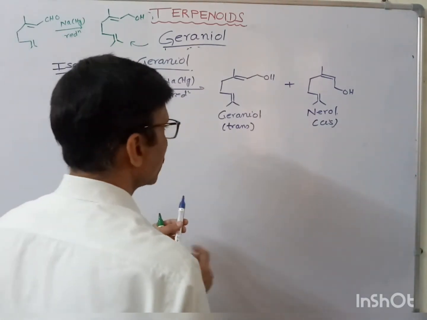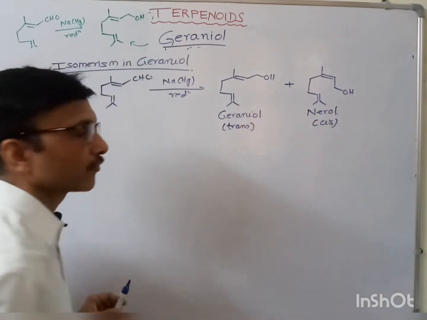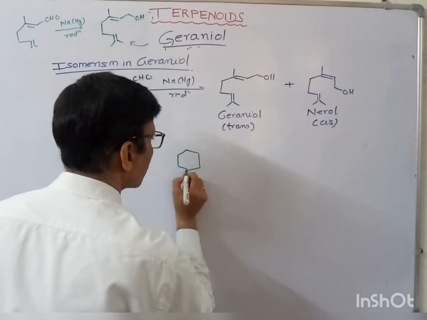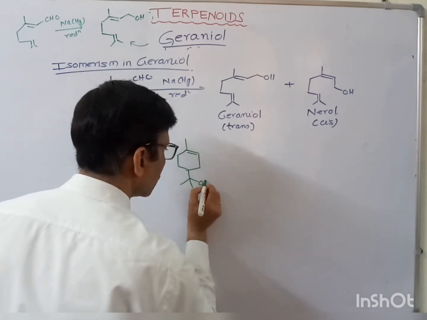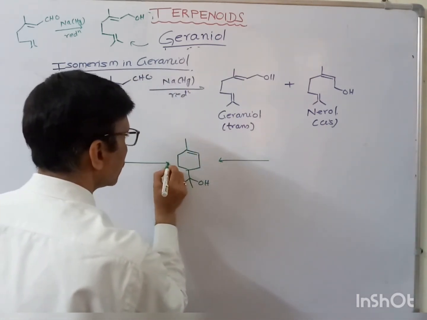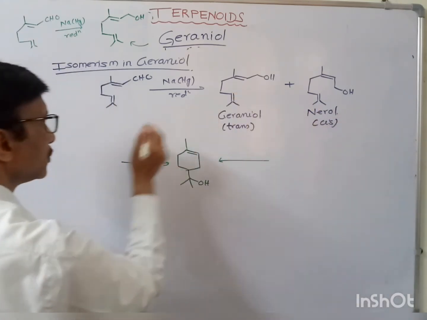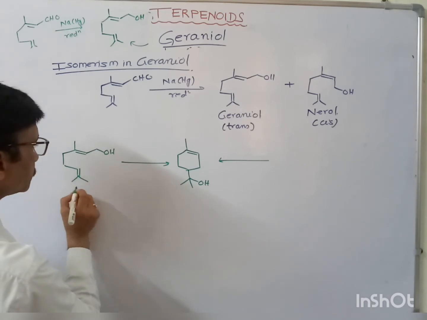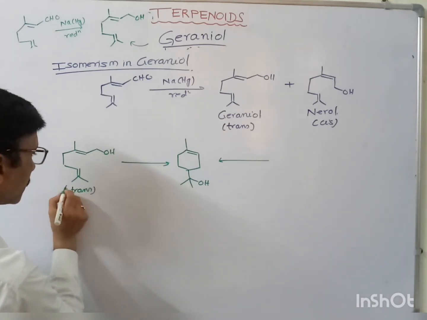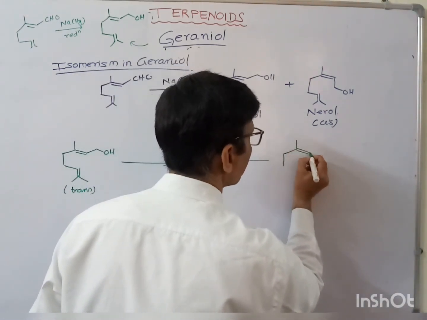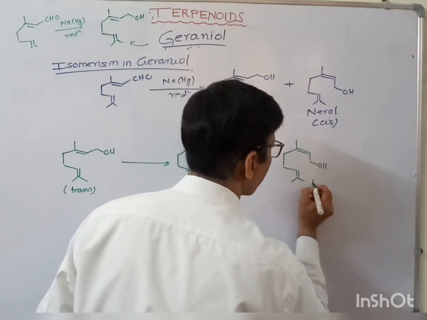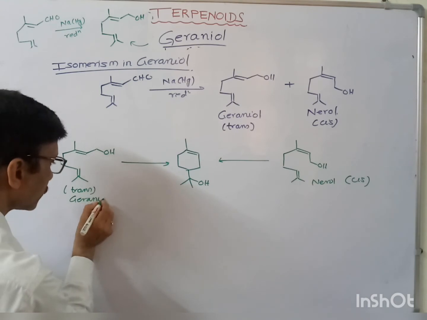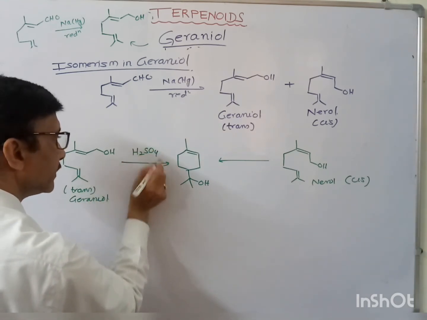Let's see what the product is. What I told you, in presence of H2SO4 both will give the alpha terpineol. So this is the alpha terpineol, and this can be obtained from geraniol as well as from nerol. This is geraniol, which is trans, and this is nerol, which is in cis form. So this trans geraniol in presence of H2SO4 gives alpha terpineol.